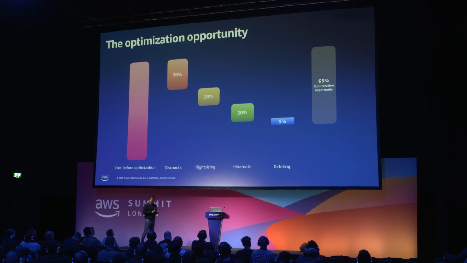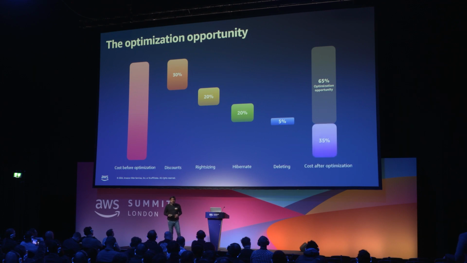But the reason I have put up 65% is you don't necessarily add all of these methods together, because some of those methods could overlap. For example, if you have deleted some of the resources, you won't be right sizing them, or you won't be hibernating them. So some of them do overlap. So potentially you would only need to pay 35% of that actual bill which you have in the initial phase. So that's why it's really important that you leverage these methods to see how optimized your workload can be.